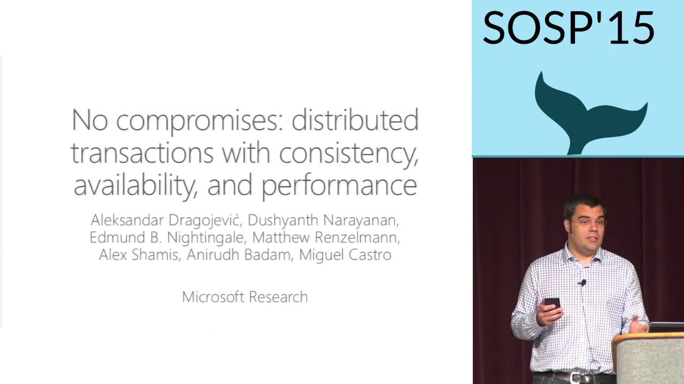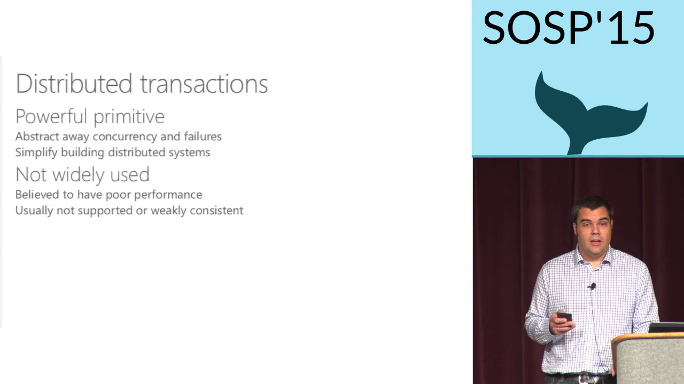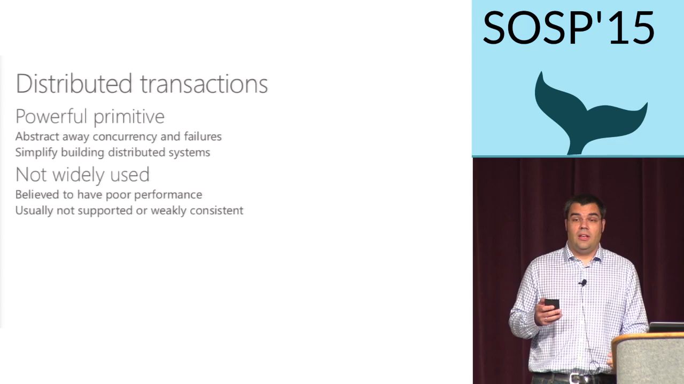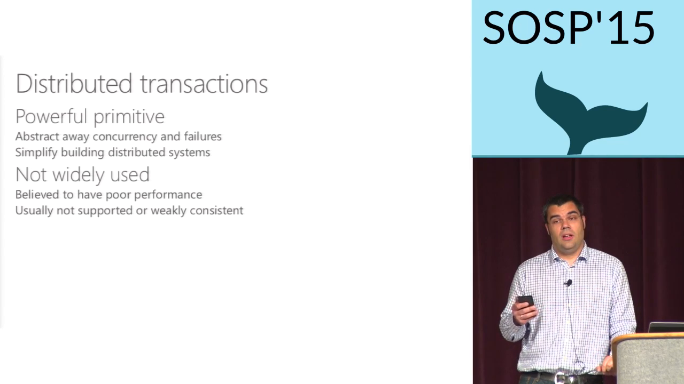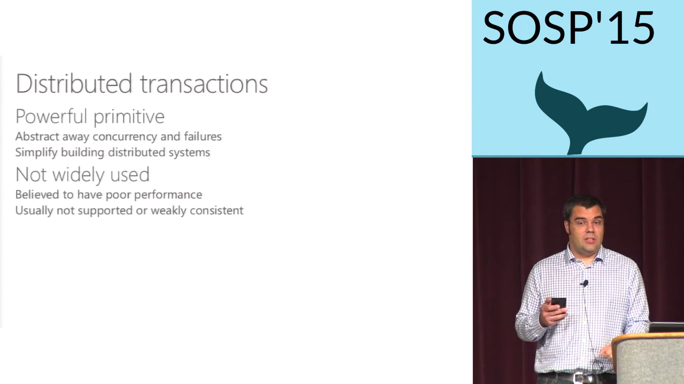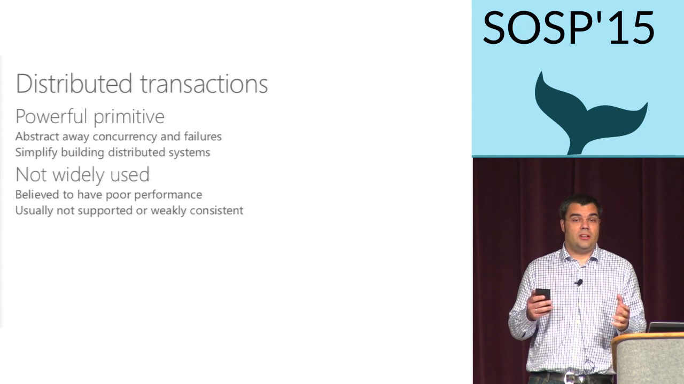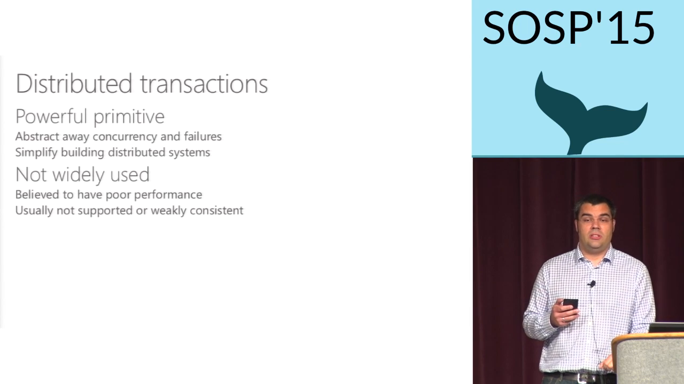So today I'm going to, as Tim mentioned, talk about distributed transactions designed to exploit modern data center hardware. And this is joint work with colleagues from Microsoft Research. So as you all know, distributed transactions are a very powerful primitive. They basically provide this abstraction of a single machine that never fails and executes transactions one after another, which basically hides concurrency and failures from distributed systems, significantly simplifying reasoning and building distributed systems.